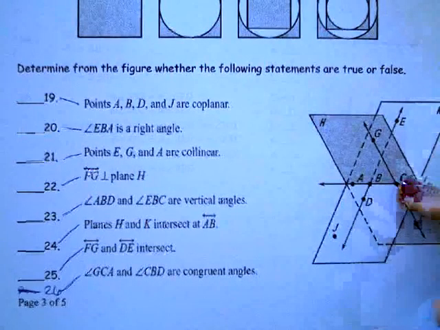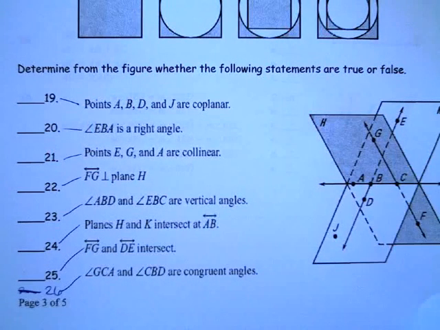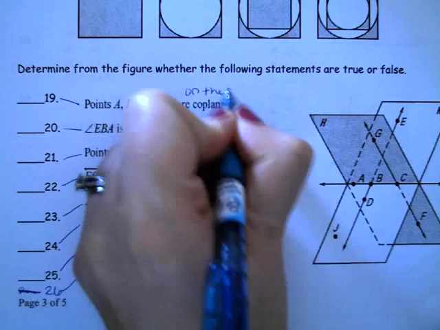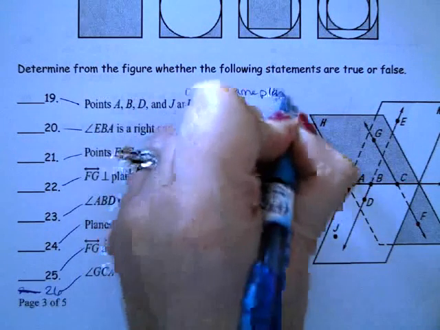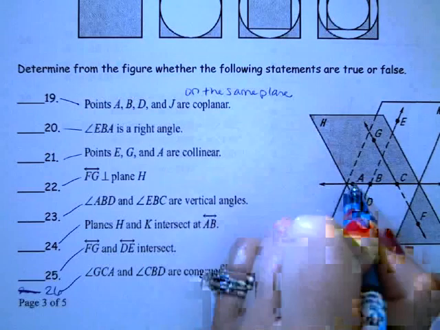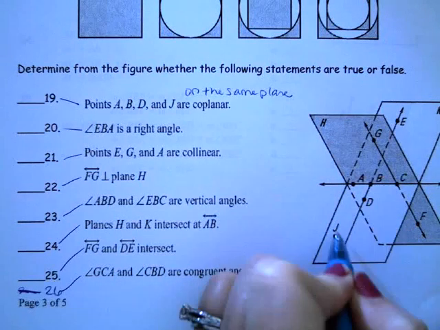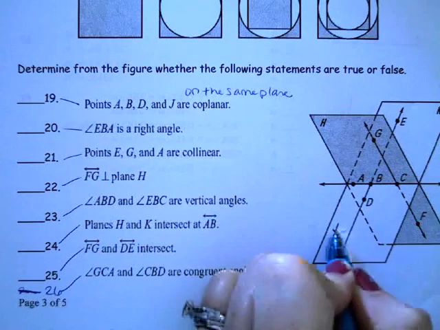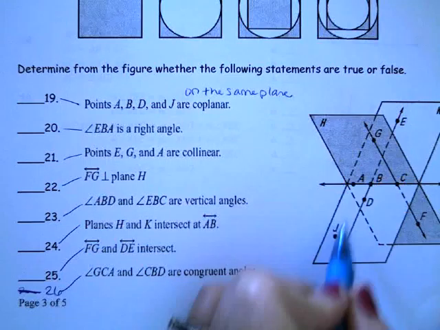Number 19 looks at the figure right here, and you need to determine what things are going to be true or false. So looking at number 19, it says points A, B, D, and J are coplanar. Coplanar means together on the same plane. So when I look at A, B, D, and J, D and J are very obvious to me that they're on K, which is right here.